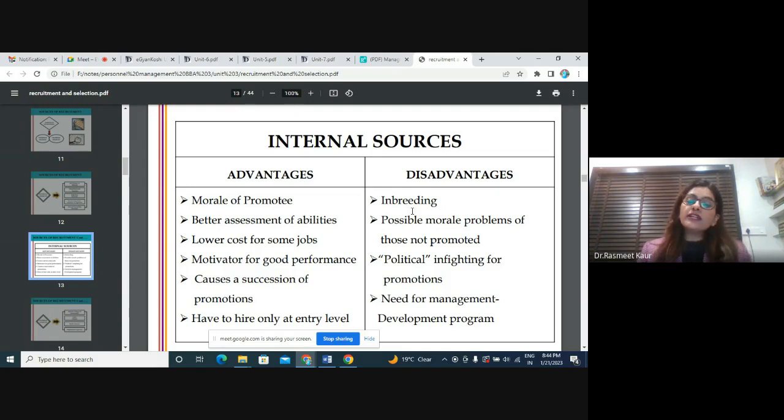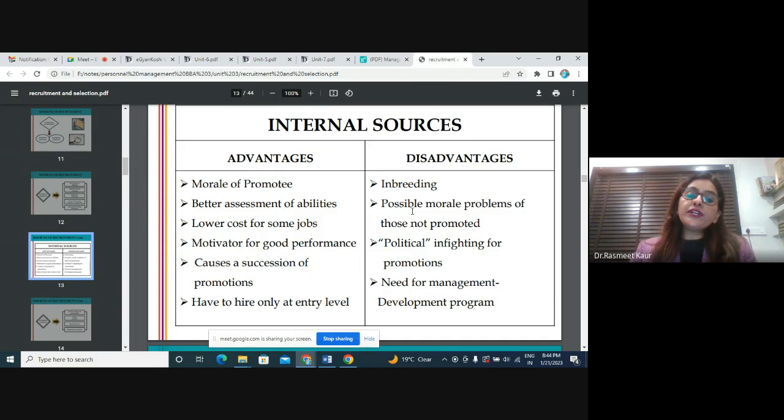Definitely it reduces the cost also for some jobs, because otherwise you have to follow the entire selection process. It's a very good motivator for good performance, because if you really want the people to work and you want to boost their morale, then with internal sources they know that if we work hard or perform well, we will be given that chance of getting a promotion within the organization if a vacancy comes. One more advantage of internal sources is that you have to do hiring only at the entry level, because you're always promoting the existing manpower, so you don't have to look outside the organization every time. At the basic level you do the hiring, and then those employees are promoted from one hierarchy or one rank to the other.